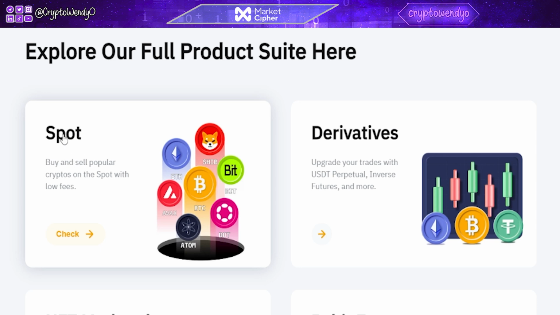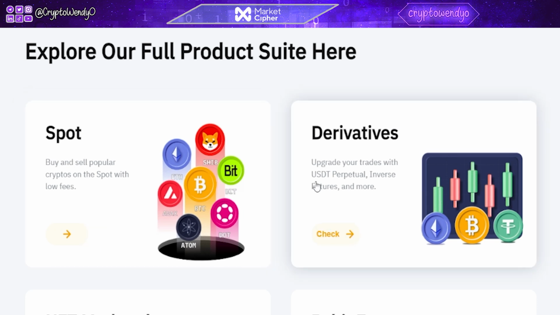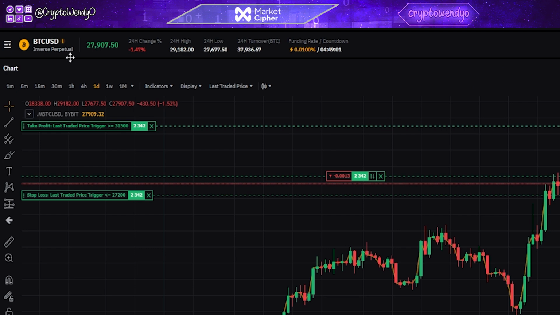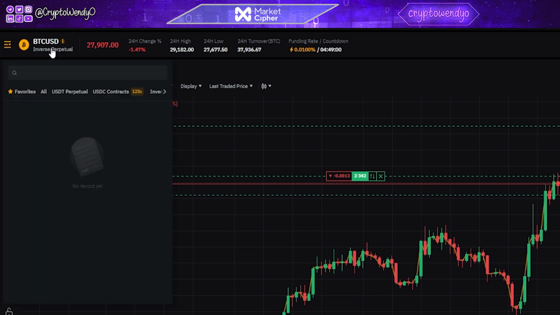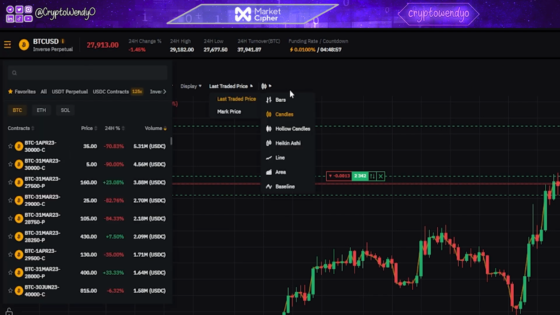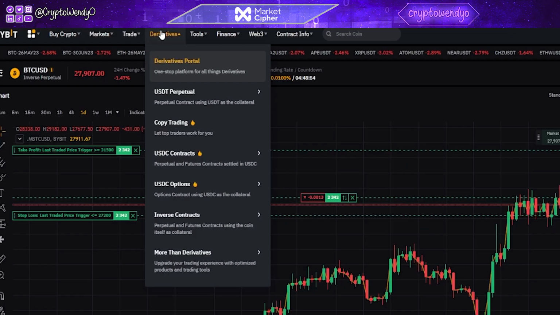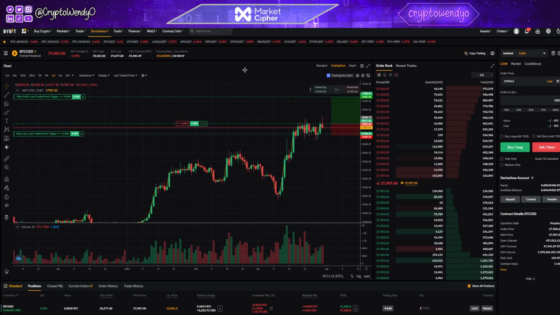So you can go ahead and head over to Bybit spot. But let's go ahead and go to the derivatives page. This is the Bybit BTC/USD inverse perpetual place to trade. And if you want to trade different assets that's not BTC, you can go ahead and do so. They have quite a few different options. And over their derivatives tab, they have derivatives portal, USDT perpetual, copy trading, USDC contracts, options, all of these things over here. But we're going to take a look at this.